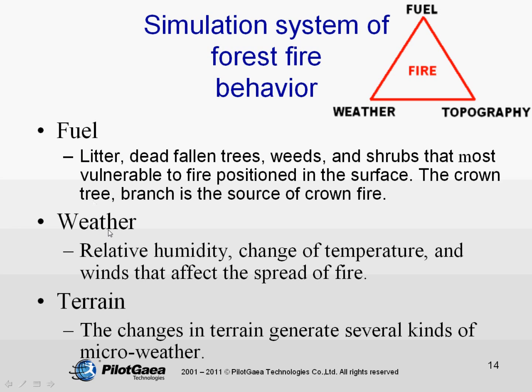The second is weather. These are the relative humidity, change of temperature, and winds that affect the spread of fire. The wind speed is the key factor of the spread rate of forest fire. The third is the terrain. The change in terrain generates several kinds of microweather. For example, fire on a steep slope spreads to the top much faster.